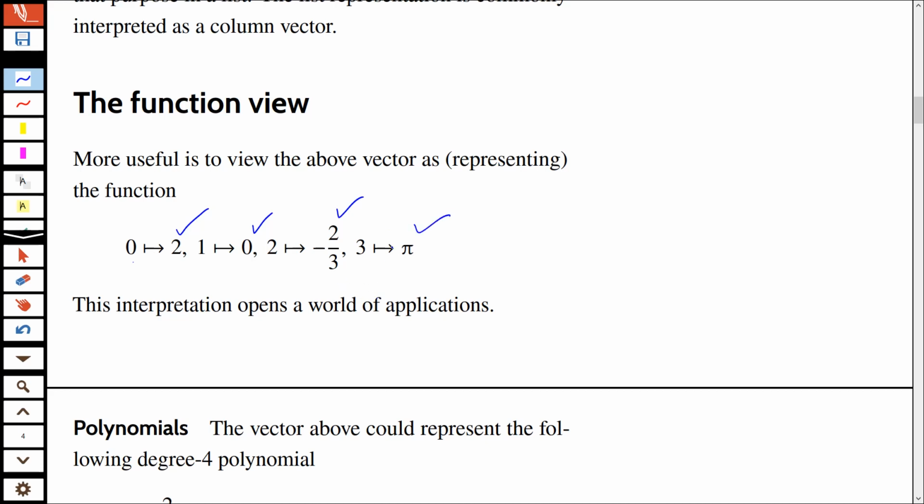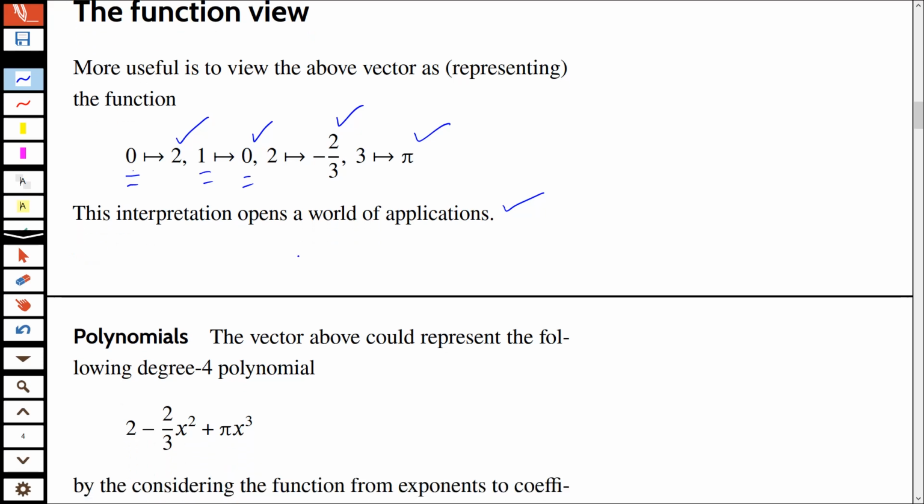Here, because we do not have any context, we just choose these simple indices without any meaning. But this function view opens a whole new world of applications you will see now. Because in problems we will have a context, and then we will know what we mean by these zeros and ones and twos and threes. So let me start with polynomials.